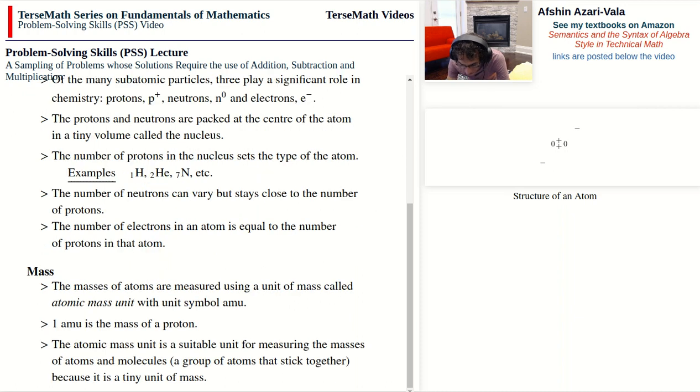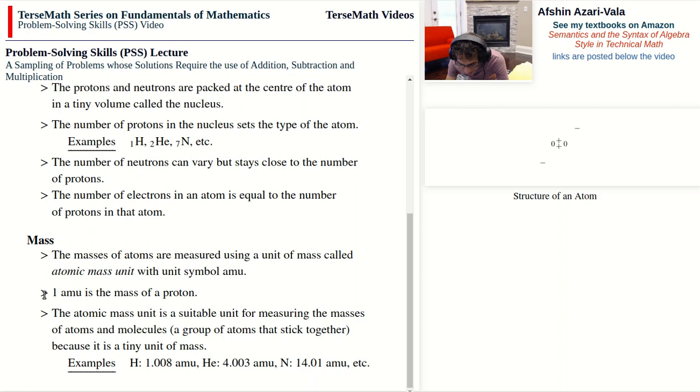All right, so the atomic mass unit is a suitable unit for measuring the masses of atoms and molecules, a molecule being a group of atoms that stick together, again because it's a very tiny unit of mass. Examples of masses of the atoms we talked about here: for hydrogen, it's 1.008 AMU, just a bit more than the mass of a proton. For helium, we have 4.003 AMU. For nitrogen, we have 14.01 AMU, and so on.